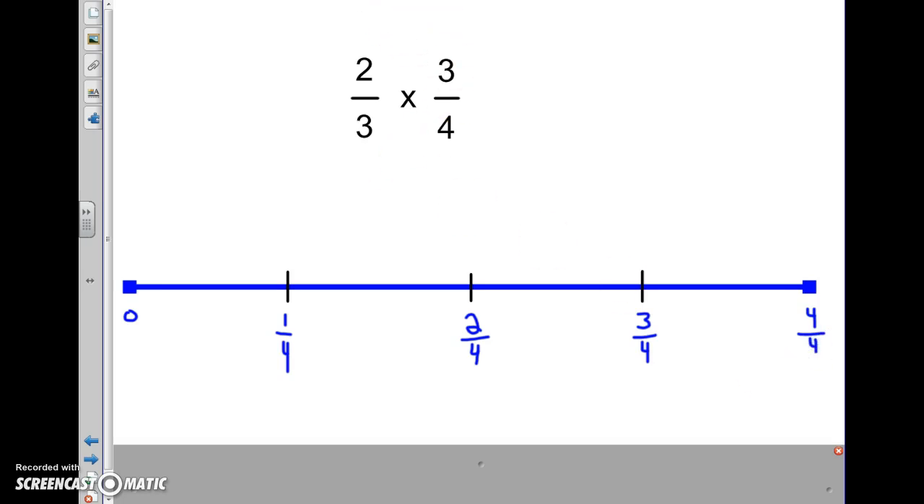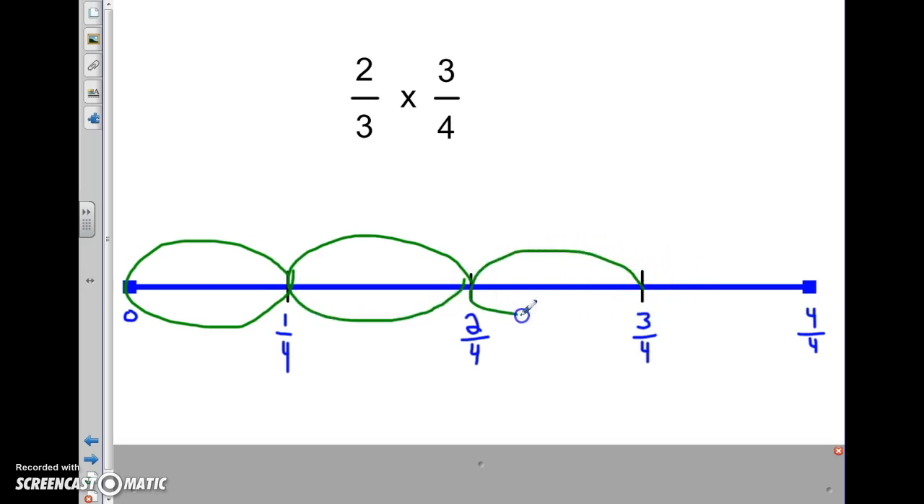Okay, and then we want to show 3/4. Let me use the green one here. So we want to show 3/4. So we have 1/4, 2/4, 3/4. So we have our 3/4 here, and remember, we're multiplying it by 2/3. So we want to find 2/3 of this amount, of this 3/4.